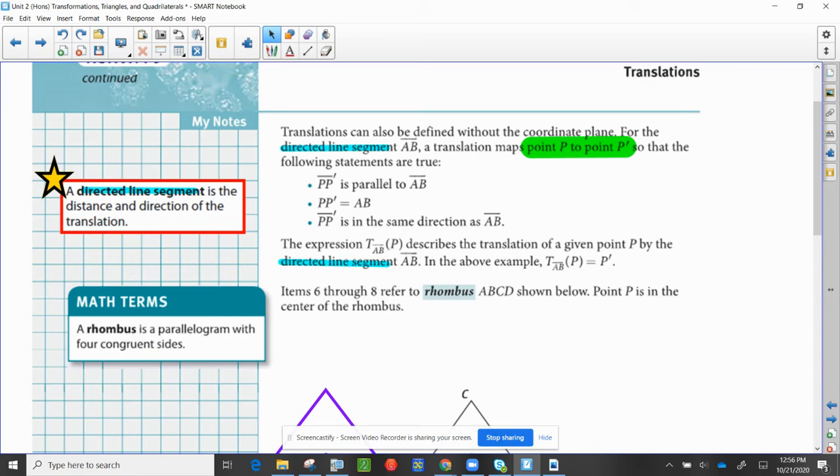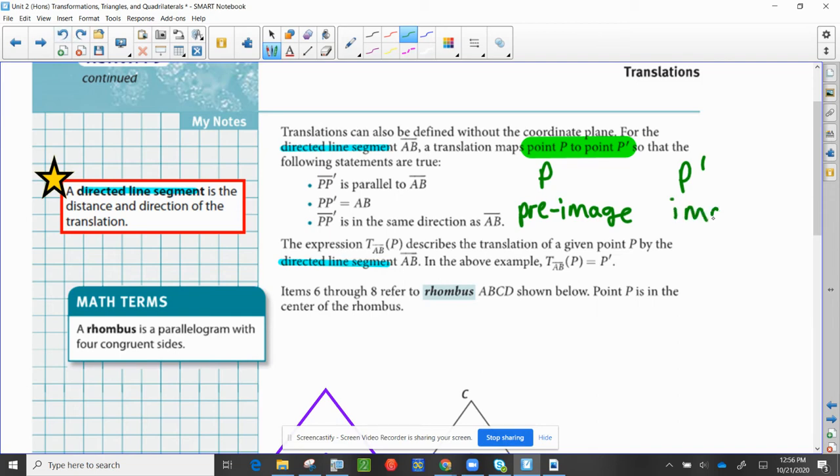Okay, so they're going to show you some notation here. They're saying the directed line segment AB in a translation maps point P to P prime. Just so you guys know, P is the pre-image. Anytime we do a translation, we notate it with a little prime, a little apostrophe. That means that's your image, your second picture. So the beginning is P, and P prime would be after you translate it. So how we can write this notation is right here.